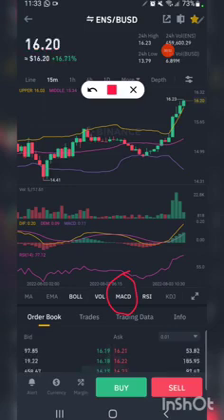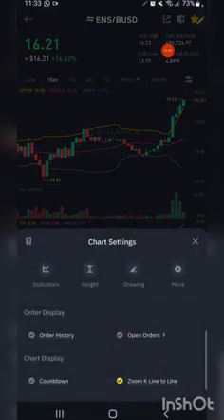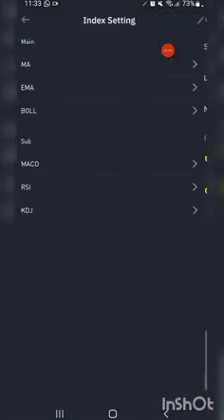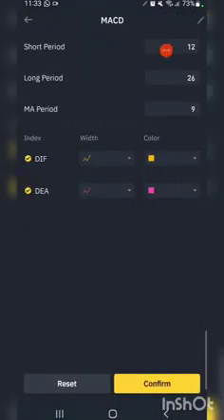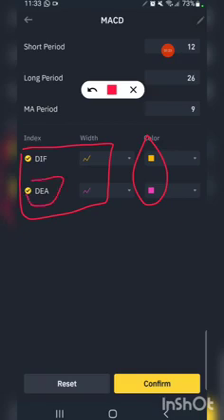This is what we know as MACD and its components. I will explain further. If you want to change the colors of these lines, you can come here, click on it, then click on indicator, then click on MACD. This is where you see the color. These two things represent the MACD components. We have the difference, known as the MACD line, then we have the EMA, known as the signal line.